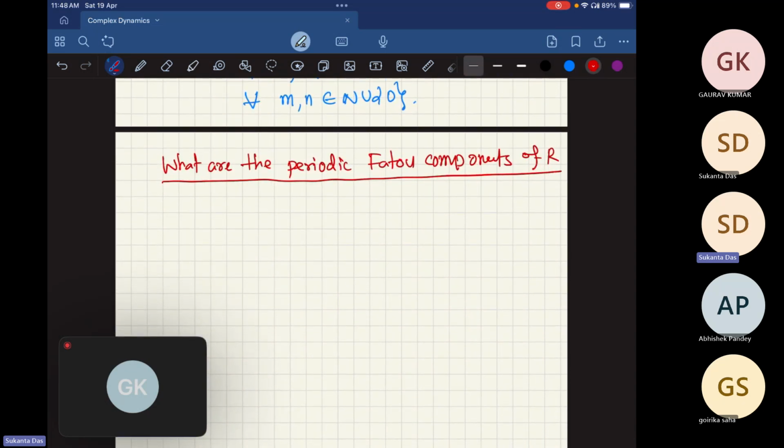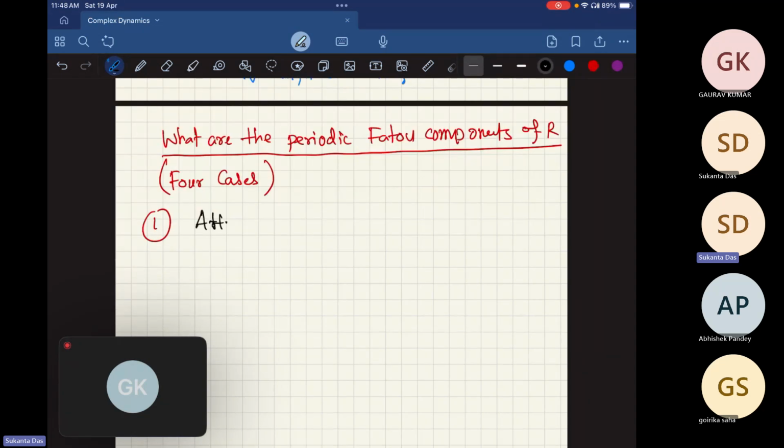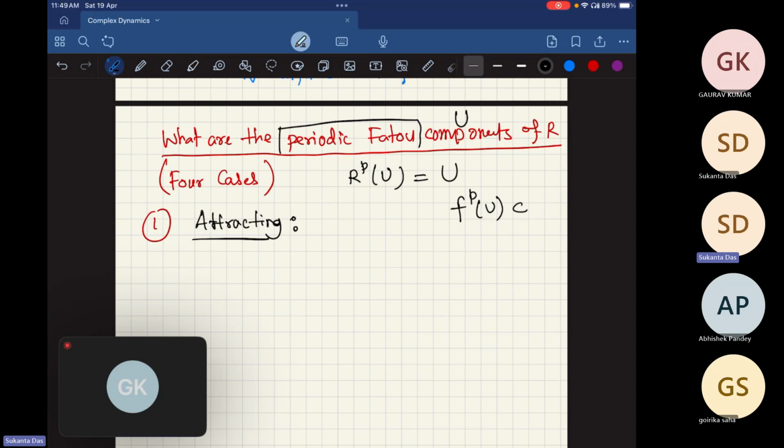Okay, so there are 4 possible cases. That means if you have a periodic Fatou component, it will be one of these 4 cases. The first one is that it is attracting. Once I say periodic, you can write R^p(U) = U, where you name this Fatou component U. But be careful, this equality does not hold for transcendental. For the transcendental case we write it as a subset of U, because we may have omitted values, but for rational we don't have any omitted values, so it will be exactly the same.